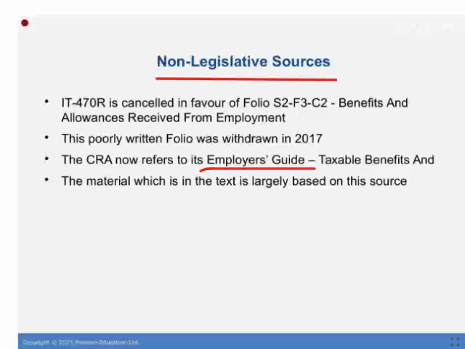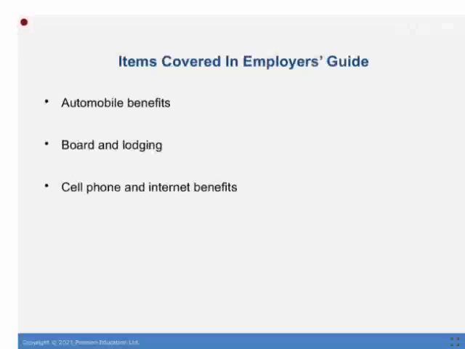So we have an employer's guide for taxable benefits. They used to do, or they do, these folios on benefits and allowances received from employment. So there's some different guidance, and you can find all this stuff on the CRA website. That is also a good source to see how they're going to interpret things and how they're going to operate. That stuff's all pretty easy to find. You just stick it into Google or go to the CRA website and plug it in.